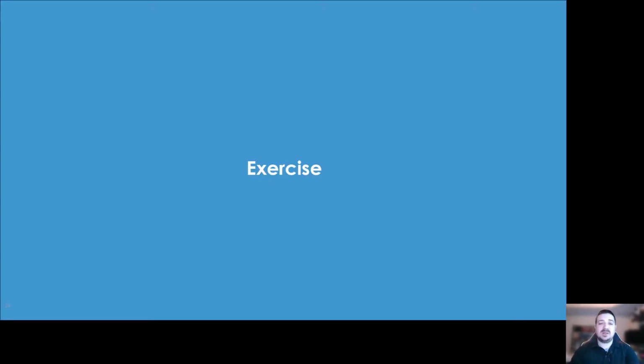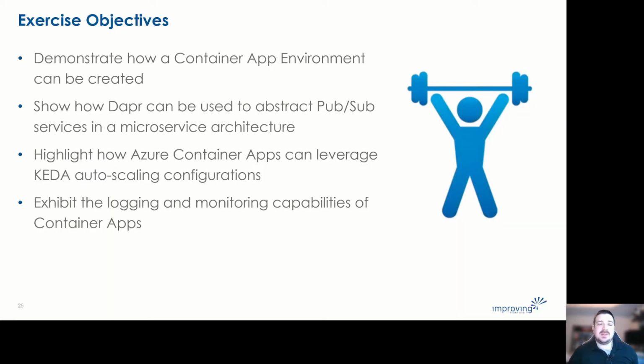So now let's jump into an exercise and see how these things are actually deployed and how they work. Some of the objectives of the exercise are to demonstrate how a container app environment can be created. We'll show how Dapr can be used to abstract pub/sub services in the microservice architecture. We'll highlight some of the KEDA features and how it can leverage that via different auto-scaling configurations. We'll exhibit the logging and monitoring capabilities of container apps. So those are the main 4 objectives of this exercise.